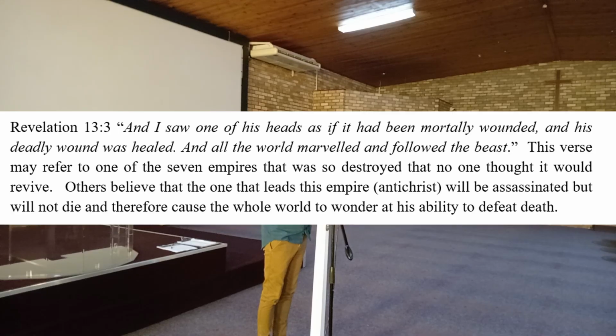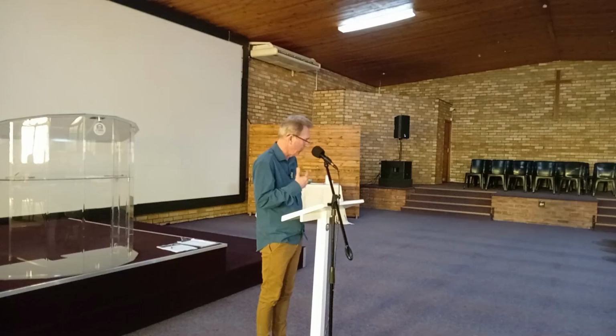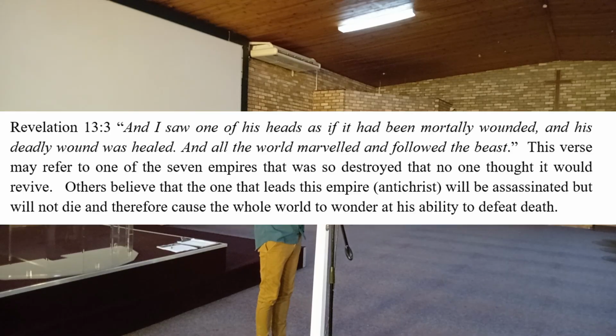So the first rule of interpretation is it must be talking about a kingdom, because that's what we've just said. John just told us these heads are kingdoms. Now one of the heads is wounded, so it must be a kingdom. But as usual, Revelation is never that clear. Others believe that the one that leads this empire, the Antichrist, will be assassinated but will not die, and therefore cause the whole world to wonder at his ability to defeat death. That's kind of what I agree with also.